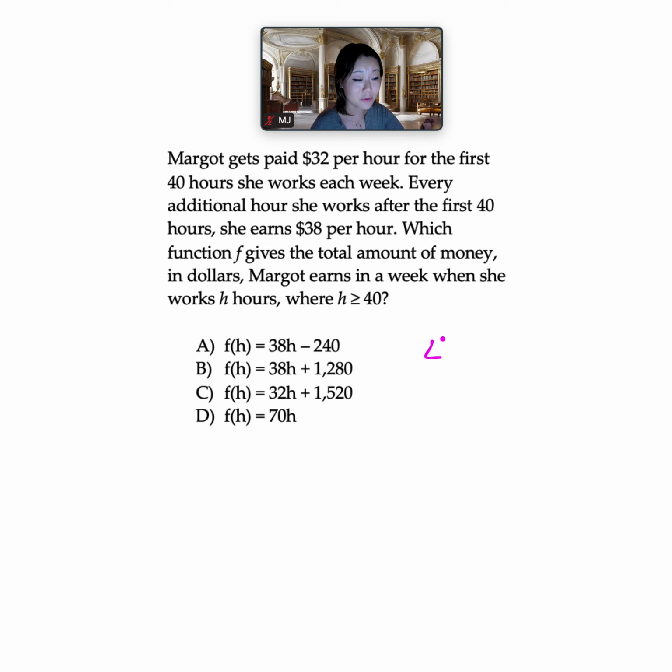Margot works 42 hours. So does that mean that she earns 1,280 plus 42 times 38? That might be a little much, right? Because what's going on actually here is that the H hours is for every additional hour. So little word here, the College Board is definitely counting on you to overlook this word right here.